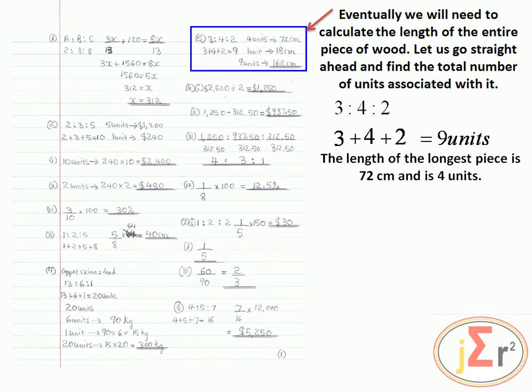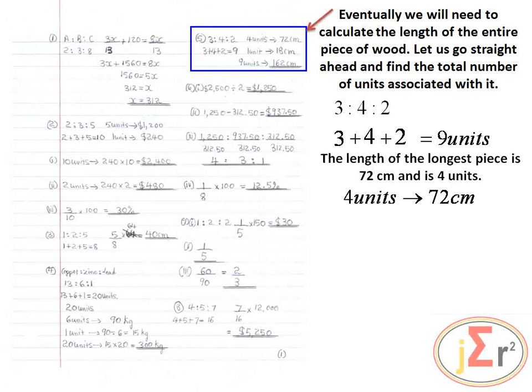The length of the longest piece is 72 centimeters, and it is 4 units. How do we know? Because the longest piece, or the largest share, has to be associated with the largest number. The largest number is 4. Therefore, 4 units are equivalent to 72 centimeters.